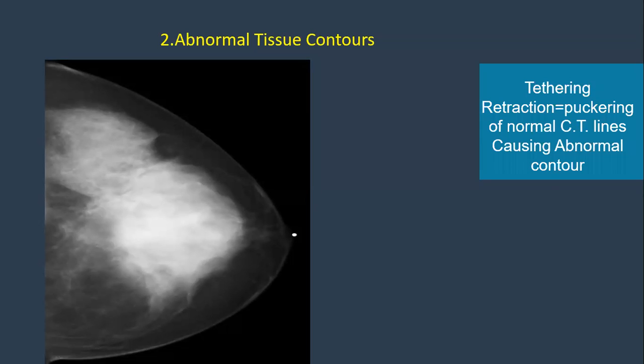Look for the buckling and retractions. The contour, the fat glandular interface, is interrupted, as if they have taken tissue with a spoon from these regions. Okay, and this case? Also, there is contour abnormality on the upper part of the breast.